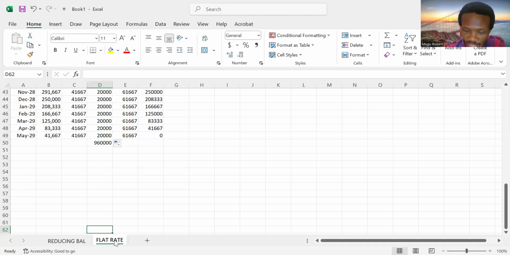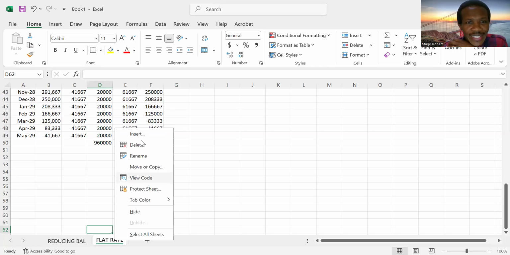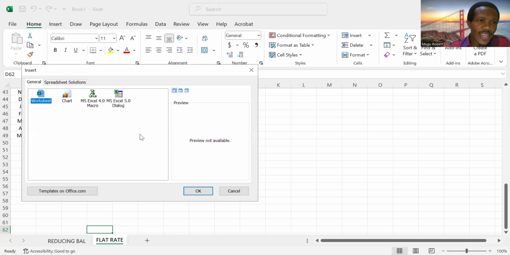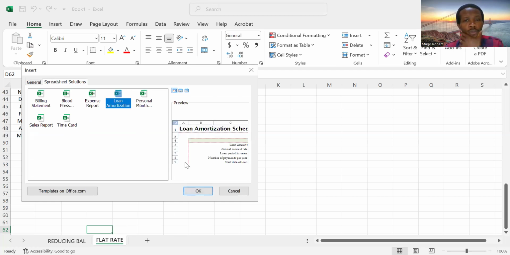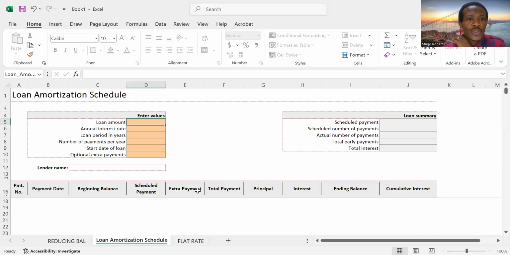I can just come to any sheet and right click and then insert. Traditionally, when you say insert, there is this general spreadsheet solutions. It will give you insert another one. So I will come and say insert spreadsheet solutions. Under spreadsheet solutions, I pick loan amortization. So under loan amortization, I will have to fill details.